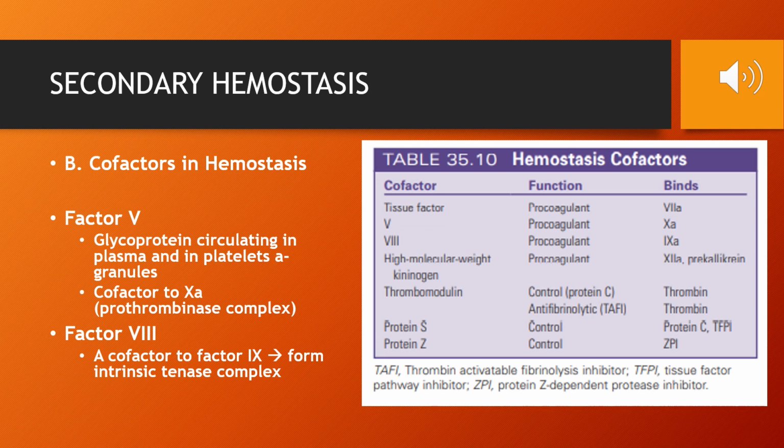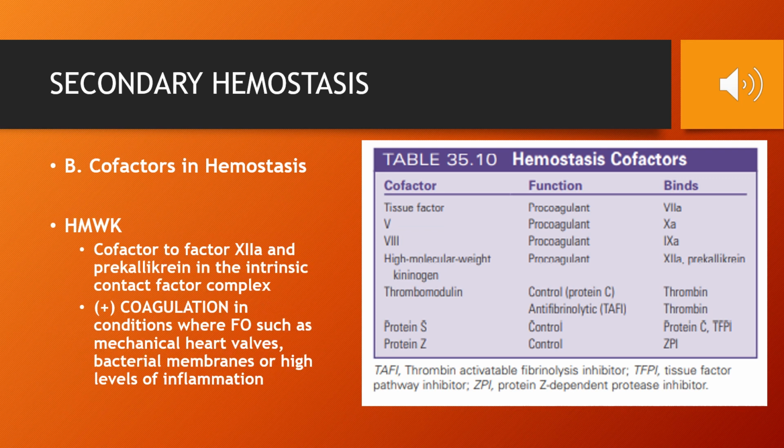Factor 5 is a glycoprotein circulating in plasma and is also present in platelet alpha granules. During platelet activation and secretion, platelets release partially activated factor 5 at the site of injury. Factor 5 is a cofactor to factor 10A in the prothrombinase complex in coagulation. Factor 8 is a cofactor to factor 9, which together form the intrinsic kinase complex.